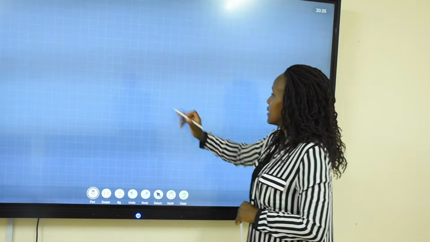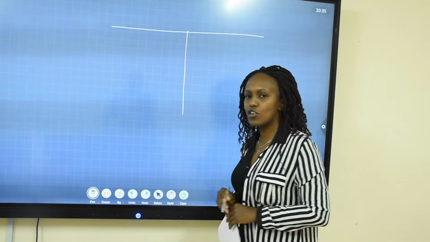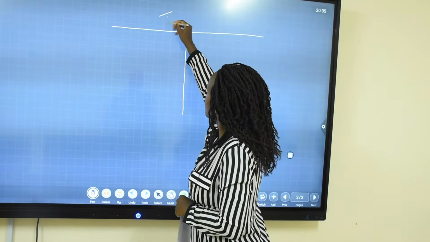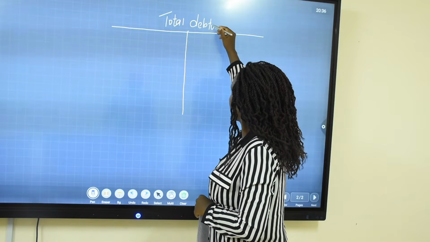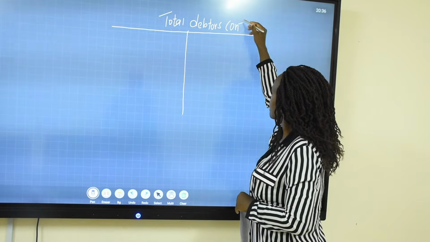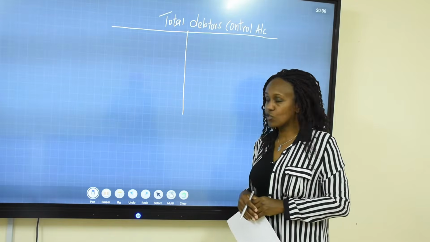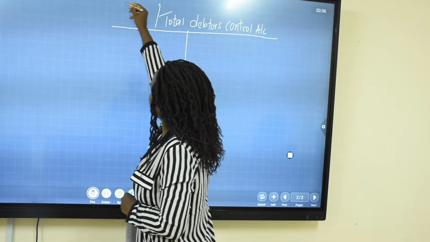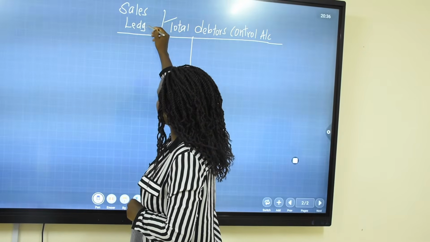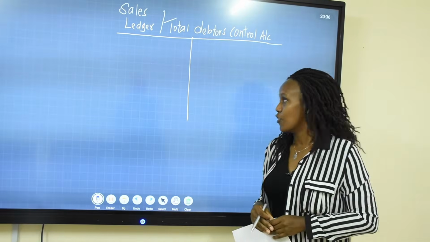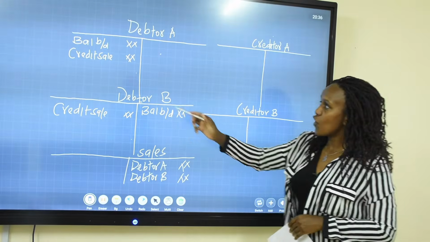is that, number one, now you are going to come here, you want to draw a total debtors control account. It is also called the sales ledger control account. We have said that already. It's called sales ledger control account.